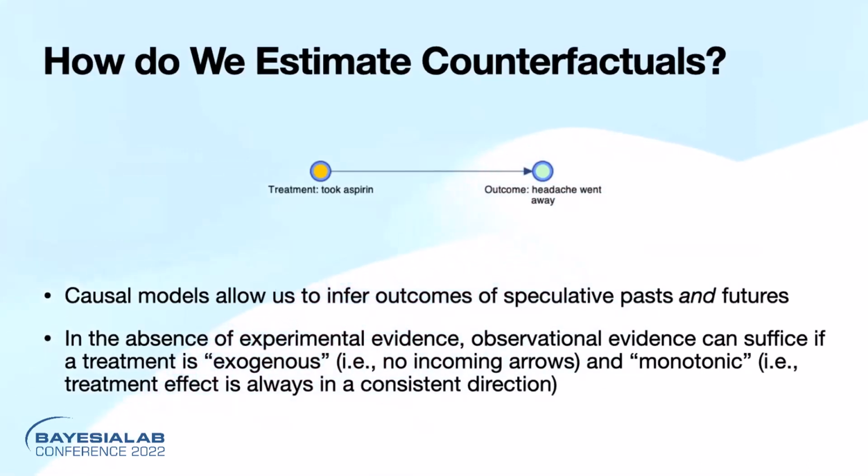And we can do that in the absence of experimental evidence, as long as we have a causal model that meets a couple of criteria. So if it's exogenous, so that your treatment isn't confounded, and we assume this monotonic relationship. So if you take an aspirin, the only thing it can do is make the headache go away. It can't produce a headache. That's monotonicity. And so we now have this structure, causal modeling, for using our observational evidence to speculate about what led to the current conditions from the past and how things might change in the future.